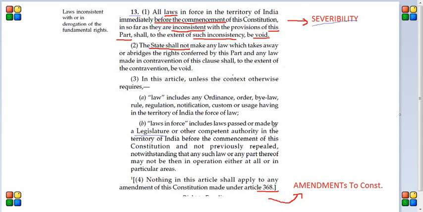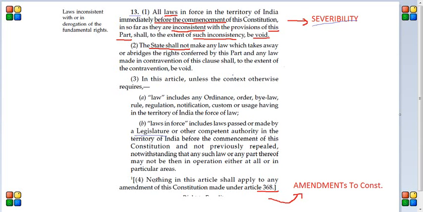Basically what this means is that law means any kind of law. Any law made by state government, central government, or any ordinance that was passed by governor or president, or any kind of notification, regulation, anything that is passed by the government cannot violate the fundamental rights. That's what this basically means.